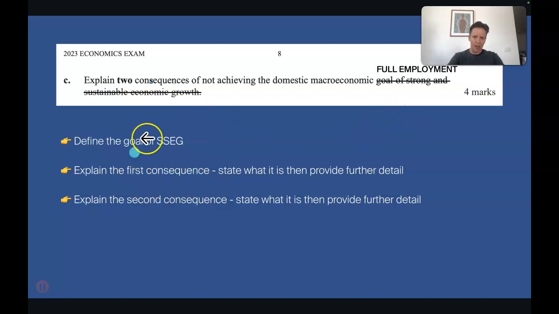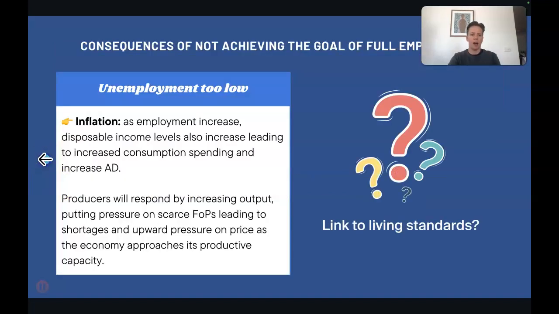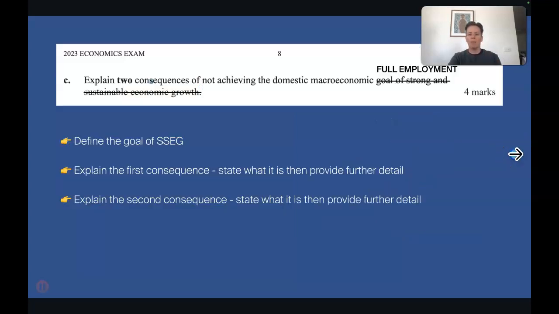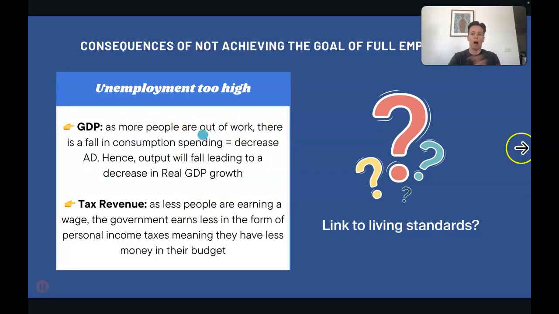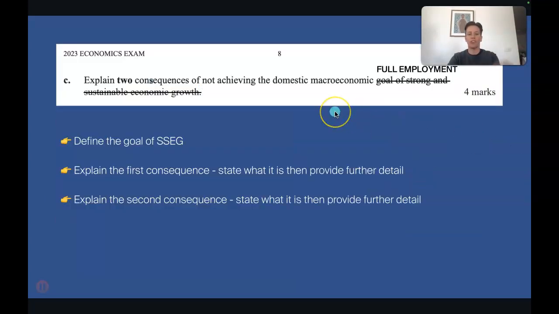I need to update my slide and I will do that. But basically you need to define the goal of full employment, and then, like the last set of slides we looked at, you would get into the first consequence. So state what it is and then provide further detail, just like I've done here, okay? Yes, you could quickly whip through inflation, but go deep, show the examiner that you understand what that means. Likewise, do that again for your second consequence. And be mindful, you've got consequences related to too high or too low. This question does not pigeonhole you.